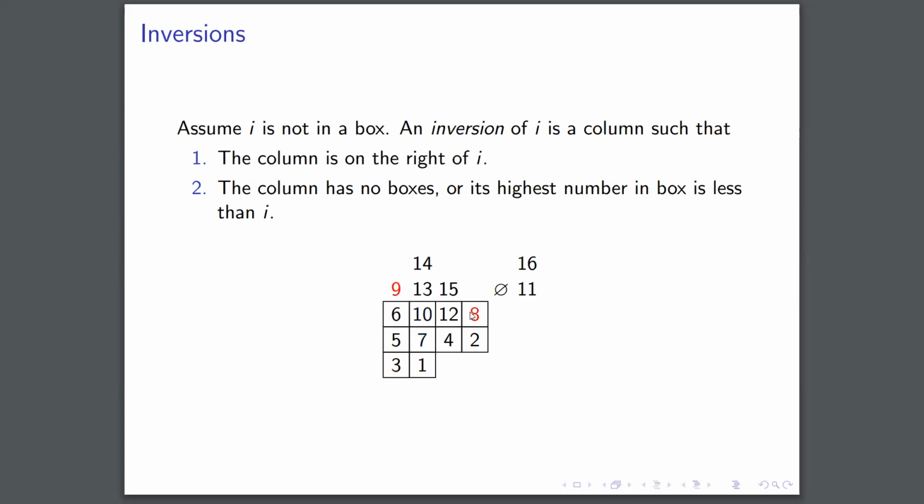Okay, and if I is outside of a box, then we define an inversion in a slightly different fashion. So now an inversion of I is a whole column. The column should be on the right of I, and this column either has no boxes or its highest box number is less than I. Let's say I is 9, then column 4 is an inversion of 9 because the highest box number 8 is less than 9. Column 5 and column 6 are also inversions of 9 because they don't have any boxes at all. So 9 has 3 inversions.